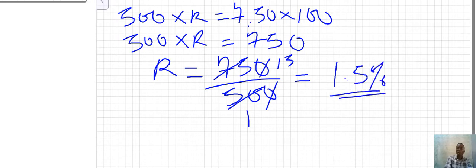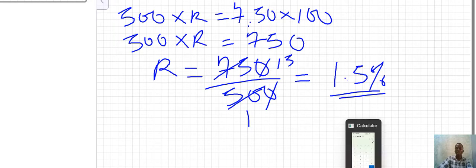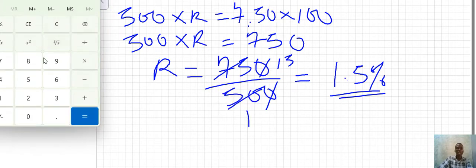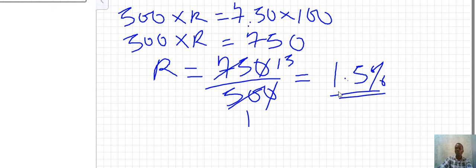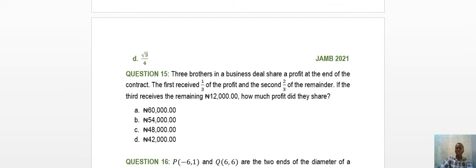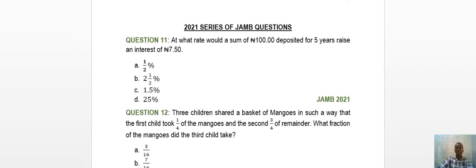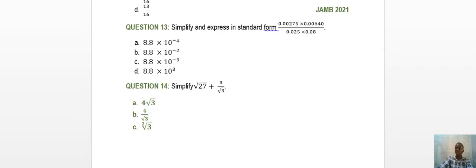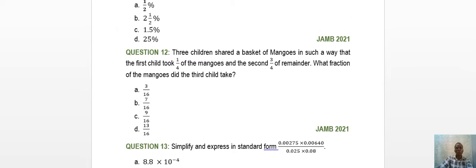percent. So if you are in a hurry, the next thing you need to do is just bring out your calculator and point. That will save you time. So you have 750 divided by 500, and that will give you 1.5. So that is the answer to that question. You're going to have 1.5. So which option is that? 1.5, that's option C. Now that is the question. So you see, it didn't take us more than 1 minute to do it. So you have to be very fast.